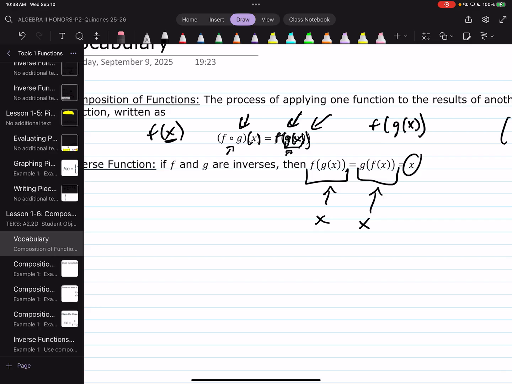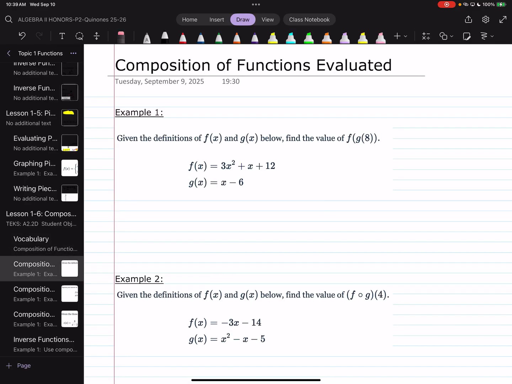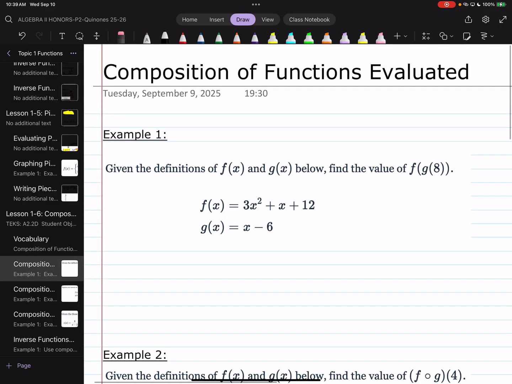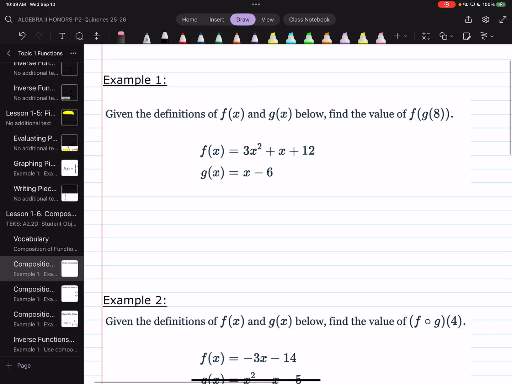Okay? Can I answer any questions, anybody? Okay, let's get our feet wet a little bit. If I were to ask you to evaluate this, right? You are asked, given the definitions of f of x and g of x below, find the value of f of g of 8. So our answer should be an actual numerical value for this one, okay?